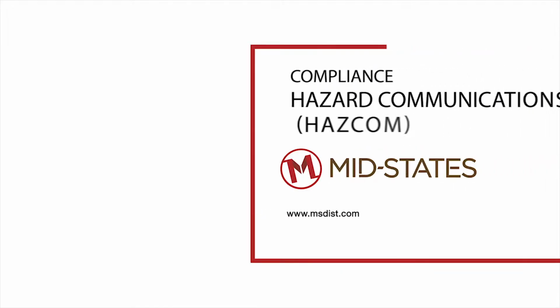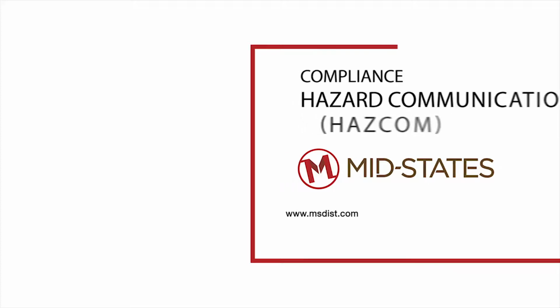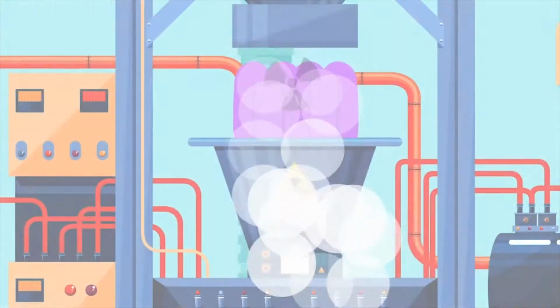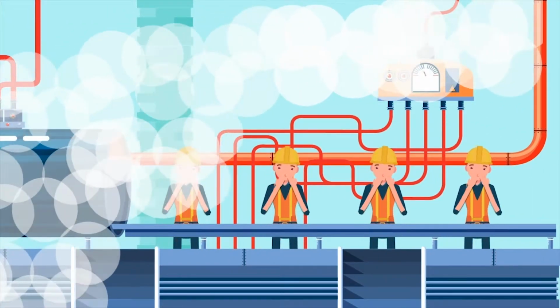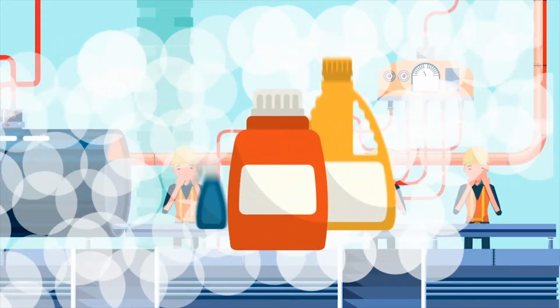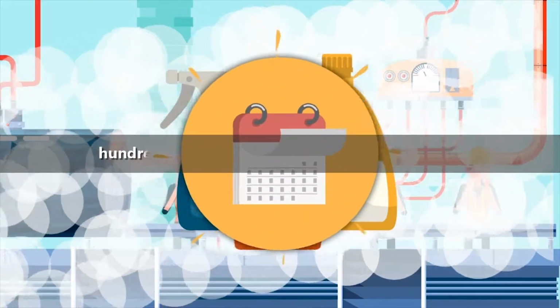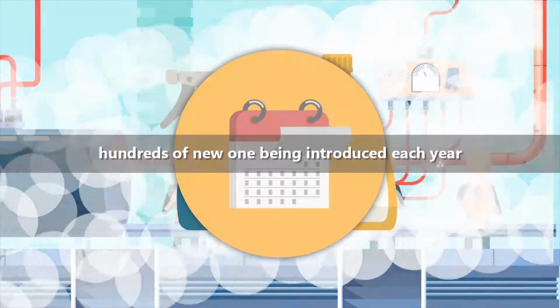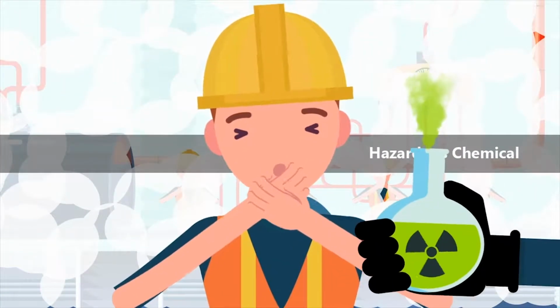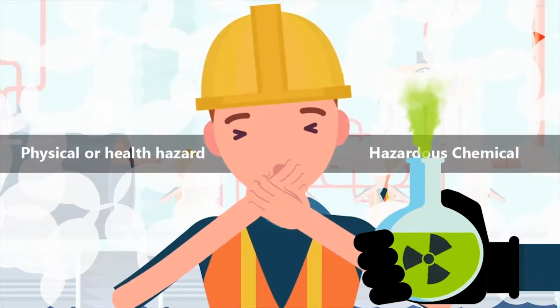In this video, we will cover hazard communications, or HazCom. Millions of workers work with and are potentially exposed to one or more chemical hazards. There are approximately 650,000 existing chemical products and hundreds of new ones being introduced each year. A hazardous chemical is any chemical which is a physical or health hazard.